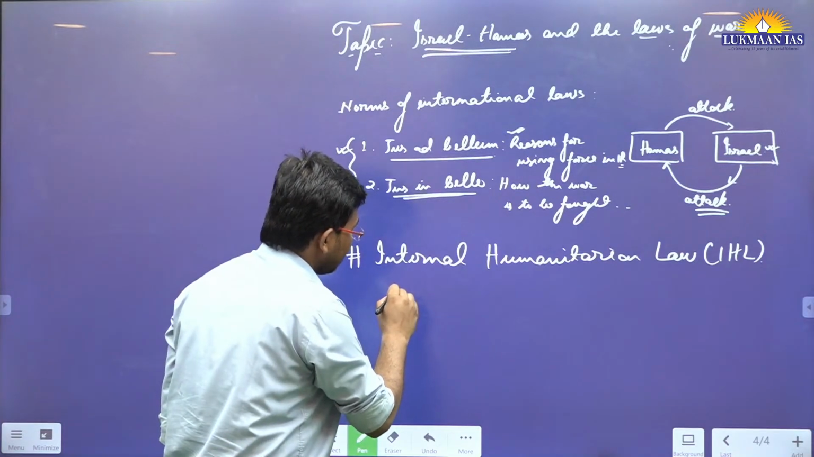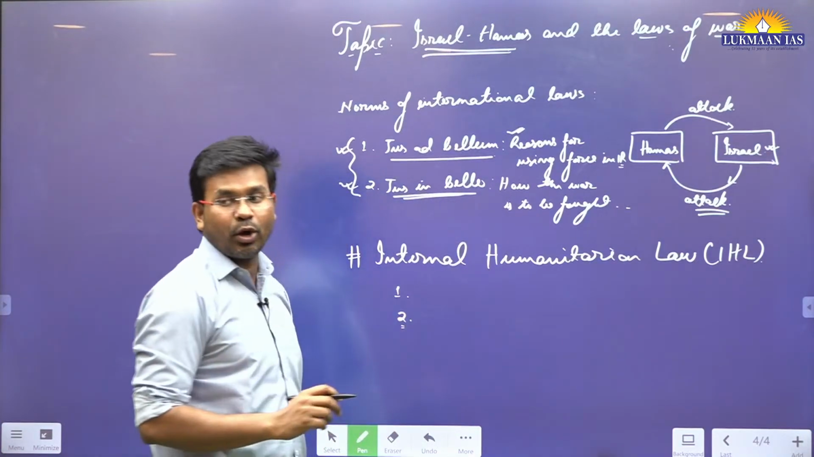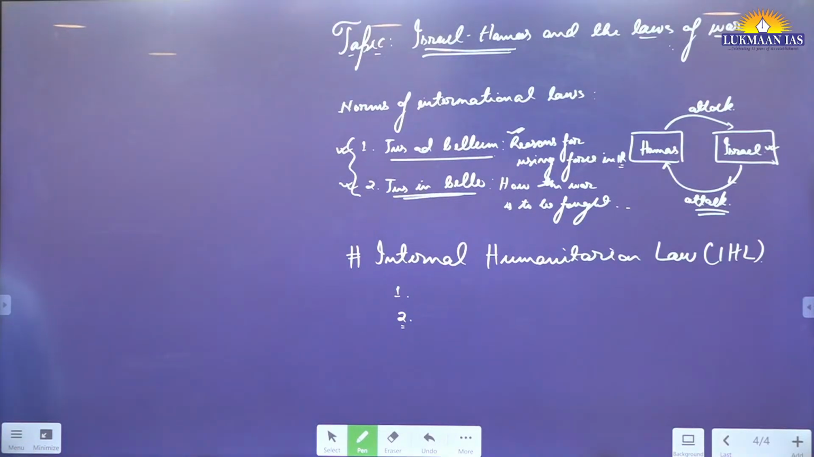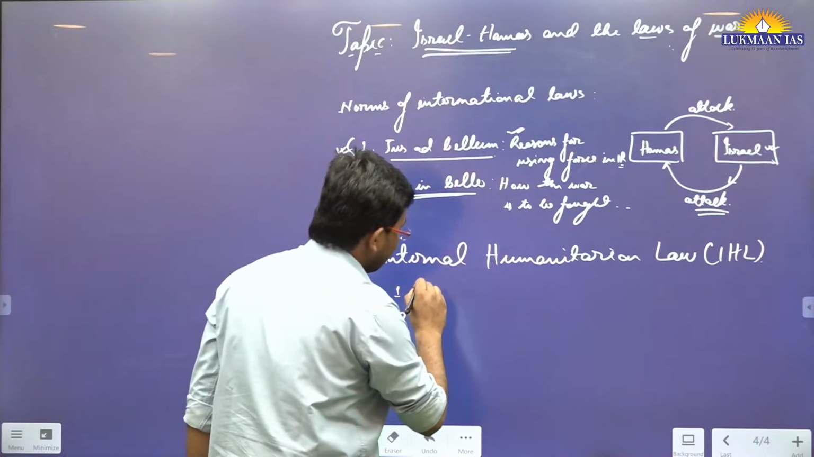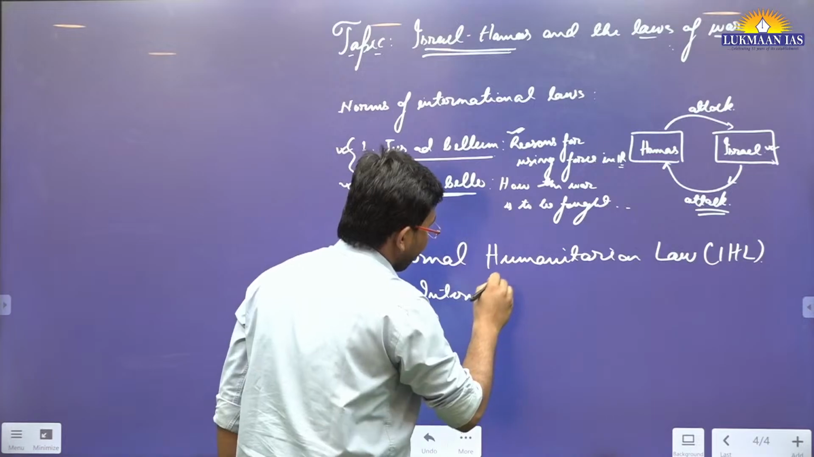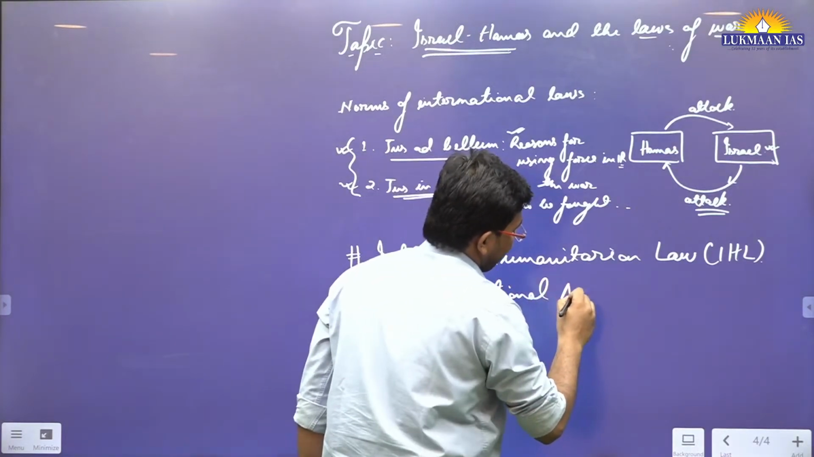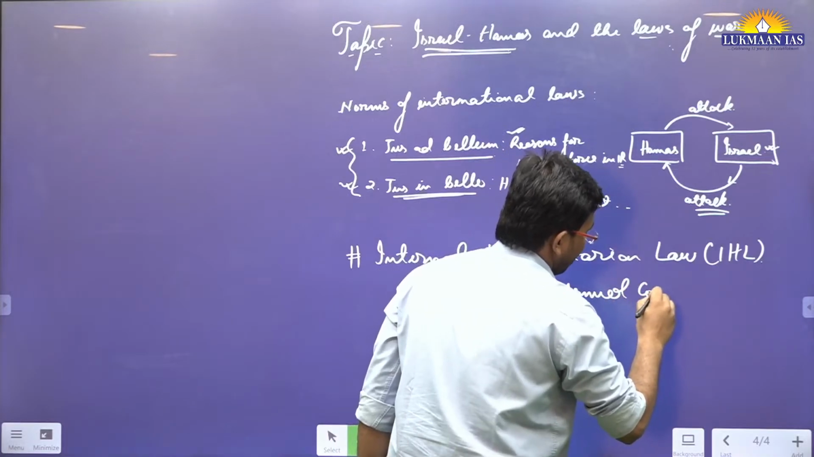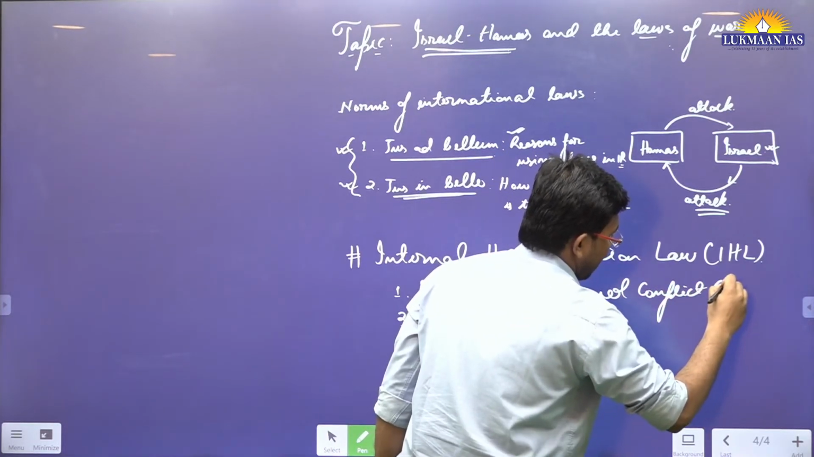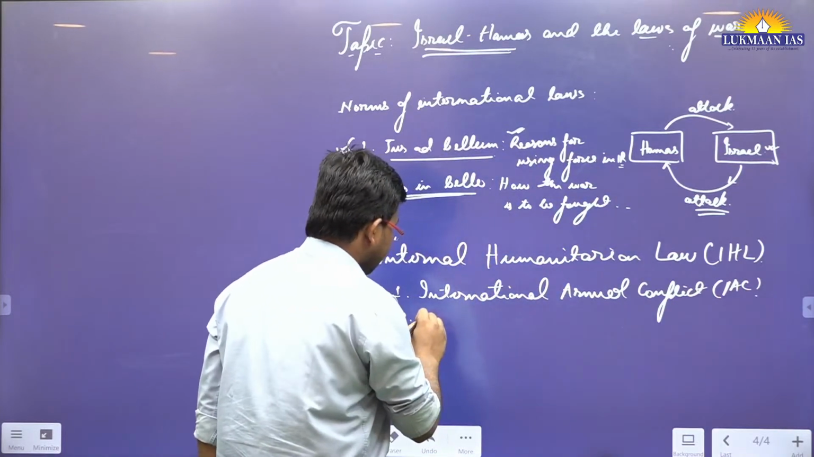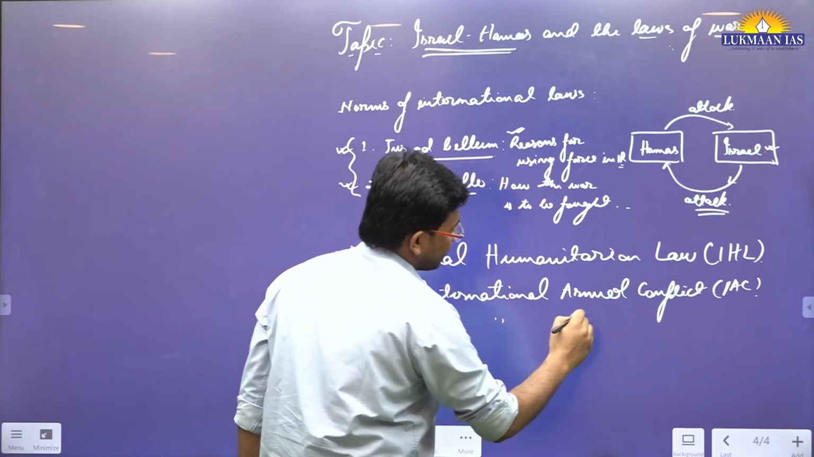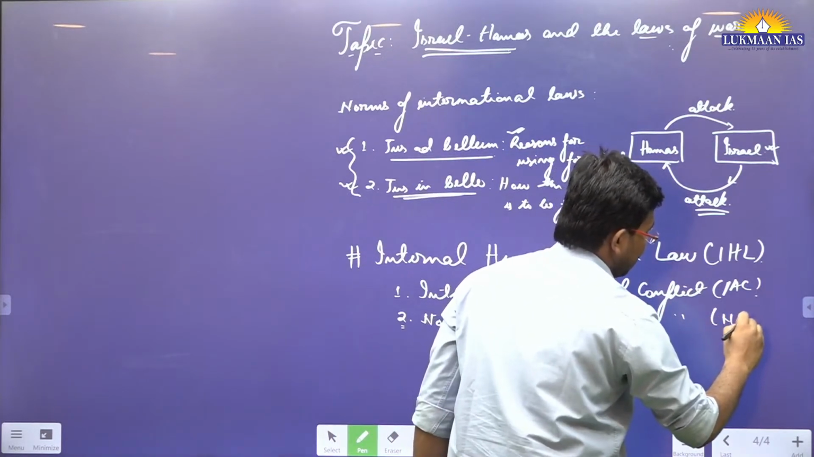One is international warfare, and the other is non-international warfare. In this article they have used the terms, just a minute, I'll make them clear. It is international armed conflict, IAC. Then the second is non-international armed conflict, NIAC.